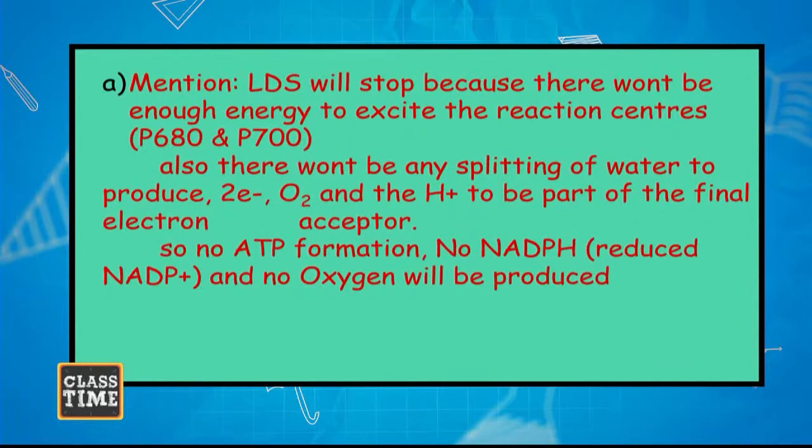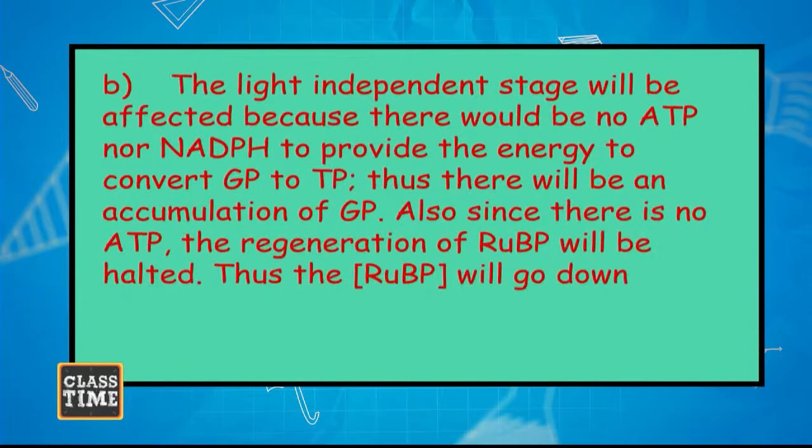part. Okay? For the light-dependent stage, if there's no light, there will be no ATP or NADPH to provide the energy to convert your GP to your TP. You need to be specific and detailed. There would also be no ATP for the regeneration of the RuBP. Okay? So you need to be specific like that.